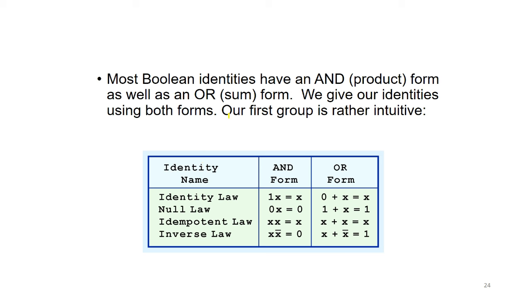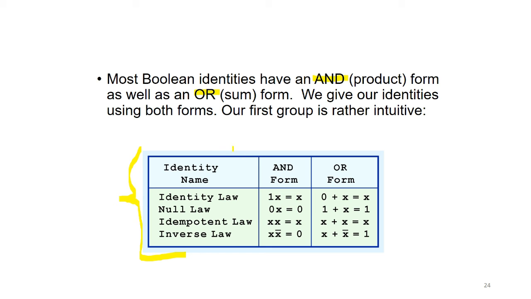Most Boolean identities have an AND form as well as an OR form. We give our identities using both forms. Our first group is rather intuitive. I tried to mention some of the identity names or laws here, and it will be useful when we are solving some numerical problems. Try to understand this one.